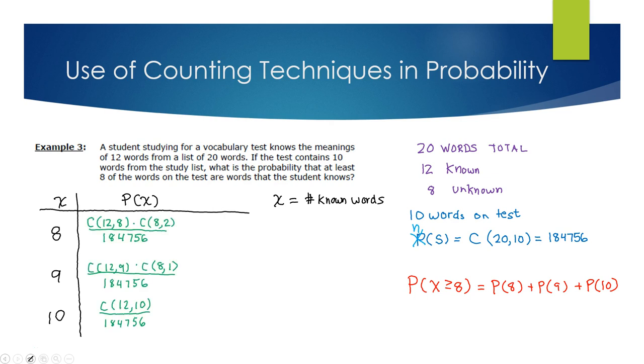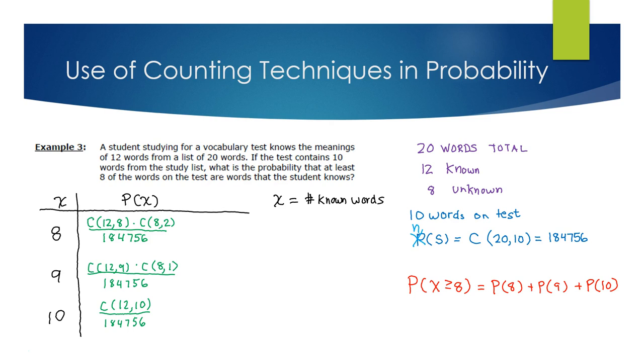I calculate these probabilities. So for me to get 8 words on the test that the student already knows, I'm going to do the combination of N being 12 and R being 8, to represent choosing 8 words from the list of those that he knows, times the combination of N being 8 and R being 2, to represent the number of possible outcomes where I'm choosing 2 out of the 8 that he does not know.